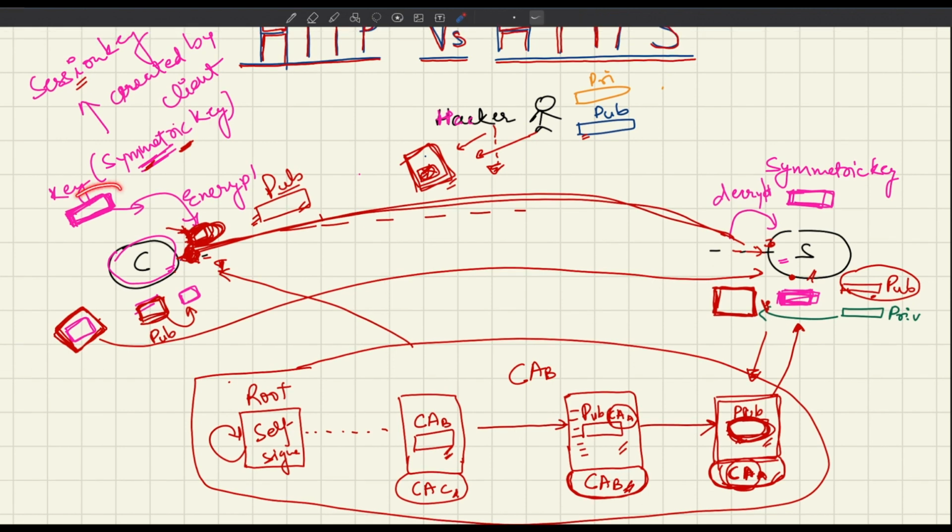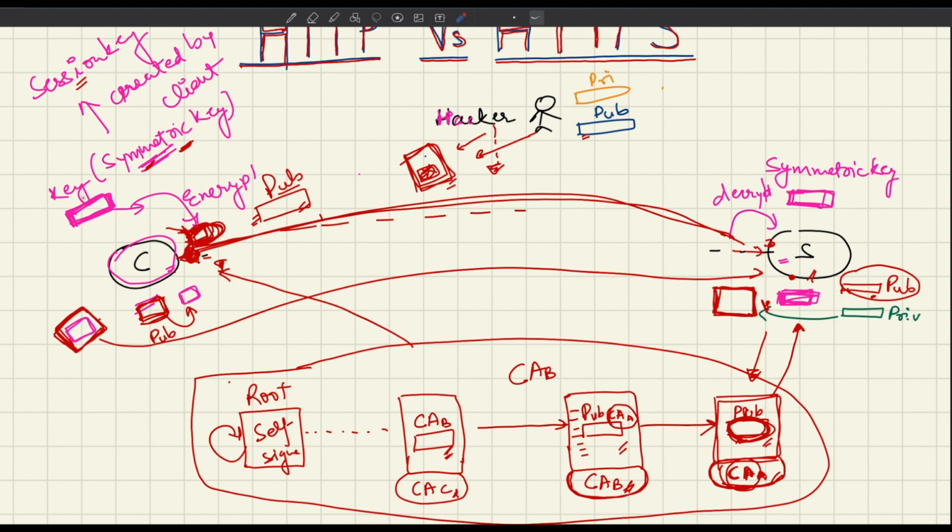Now that both client and server have this symmetric key, they both can transfer the payload by encrypting and decrypting the data. This means the client can send the payload by encrypting it using this symmetric key, and the server can decrypt that data using the same symmetric key. And vice versa, the server can send the payload to the client by encrypting using the symmetric key, and the client can similarly decrypt it using the same symmetric key. And that's what we wanted to achieve.